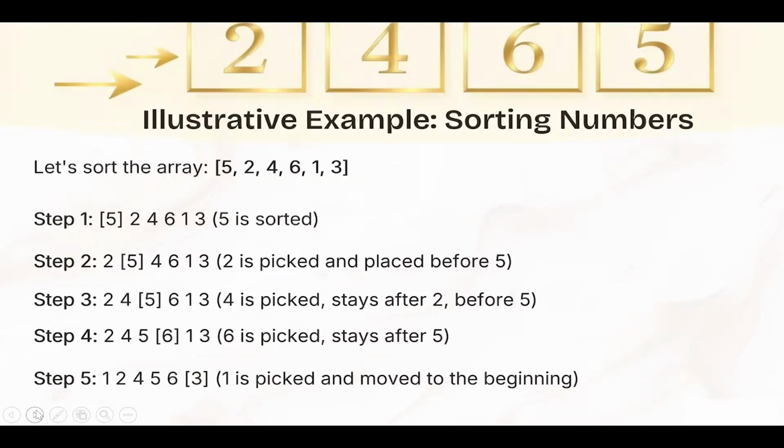Let us go ahead and see the algorithm. Before that, let us see one illustrative example for sorting numbers. In this example, we have an array with the values 5, 2, 4, 6, 1, and 3. Initially, I'm going to take 5 as sorted. I'm assuming that this is sorted, and I will take 2 and compare. I find that 2 is smaller than 5, hence I'm going to push 5 to this side and insert 2 here. That is why in the next pass, I'm going to have this.